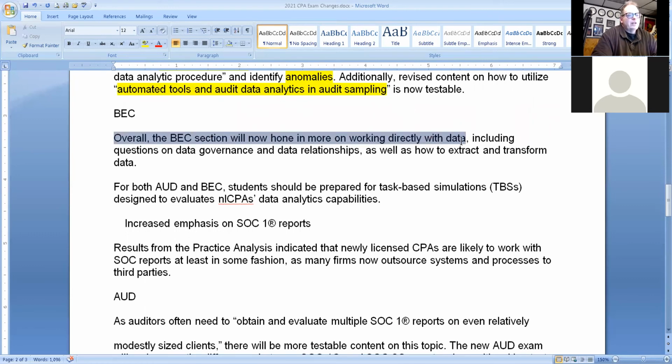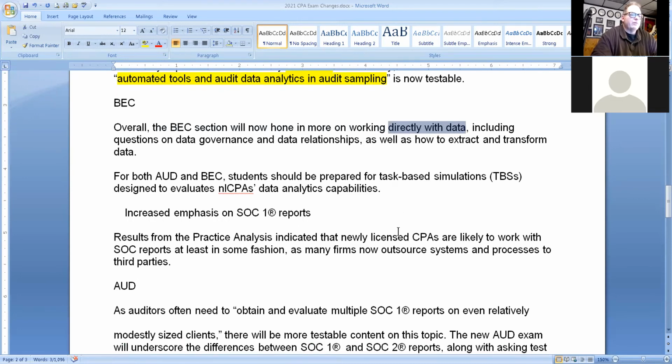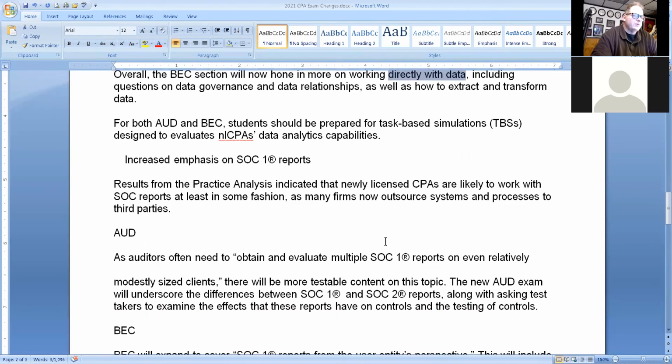BEC, you'll be working directly with the data. In the past, they would just give you the data and say, here's the data, figure something out with it. Whereas now you'll actually have to pull things out of the data. They're not going to tell you it's increasing or decreasing or whatever. You're going to have to figure that out.